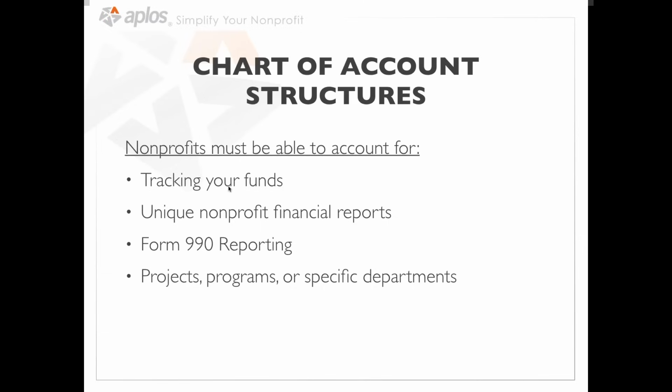It's something that might be donor designated versus self-designated or organization designated. But either way, it's a separate balance, or bucket of money, that needs to be tracked separately. So nonprofits must be able to account for tracking their funds, unique nonprofit financial reports, and Form 990 reporting, as well as extra items like projects, programs, and departments. They might want to track fundraisers, mission trips, or ministries that they need to run reports for. So that gets you back to having a proper chart of accounts structure to accommodate all those things.